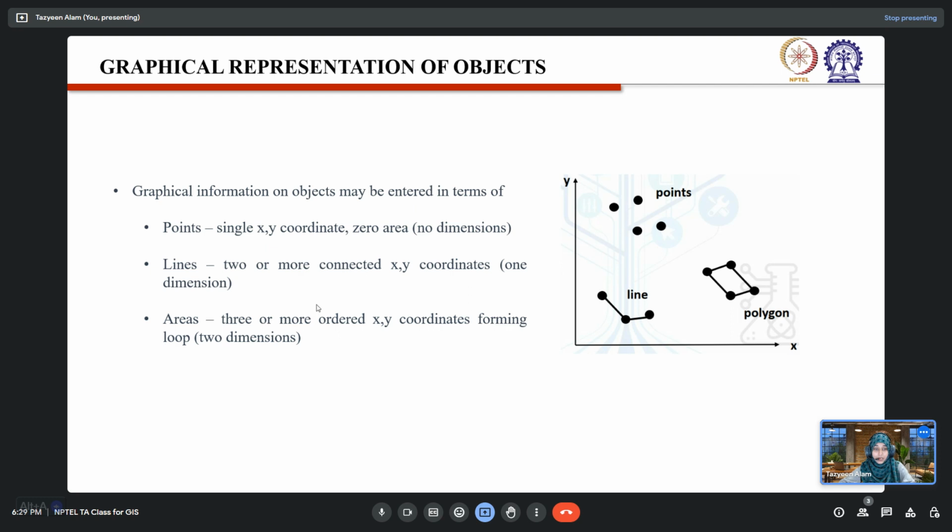When we are talking about lines, two or more connected xy coordinates represent lines in only one dimension. So they have a single dimension. Then we have the areas or the polygons. Here, three or more ordered xy coordinates form a loop. So this one is one-dimensional, but this one is two-dimensional.